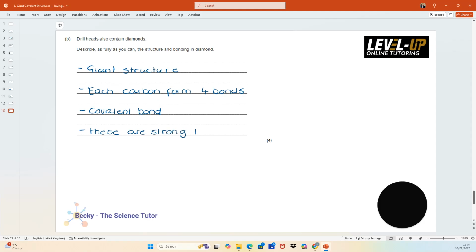So again, finish that off before I start talking. If we said that drill heads are hard because diamond is a giant structure, each carbon in the structure forms 4 strong covalent bonds, that would still get us those 3 marks. We've kind of narrowed it down into 2 sentences there, but each carbon forms 4 strong covalent bonds, that will still hit those second 3 marking points, so that will get us the 4th mark.